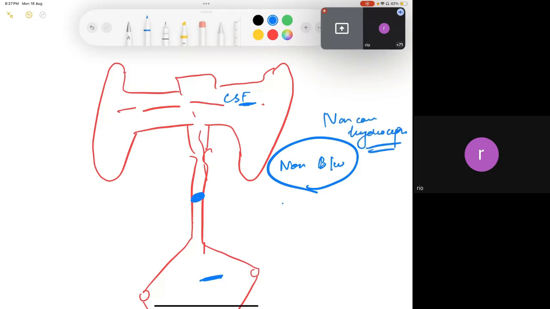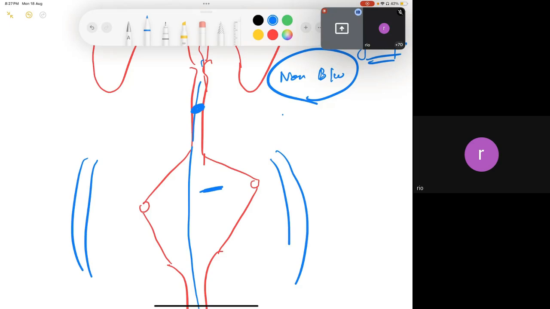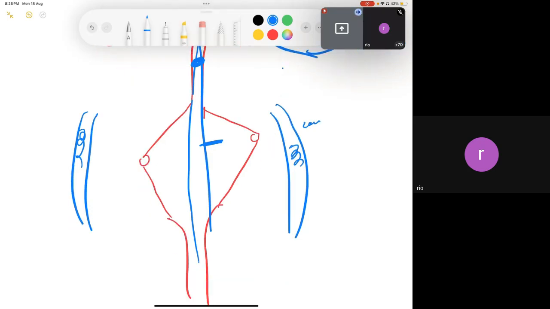And once we have communication of all of the ventricles, but some problem occurs in the subarachnoid space, that's going to be leading to communicating hydrocephalus. Because again, all of the different ventricles are communicating with one another. Is it clear? Yes, it's clear now.